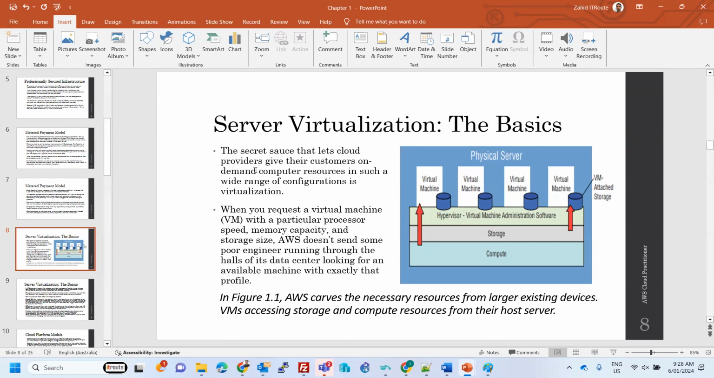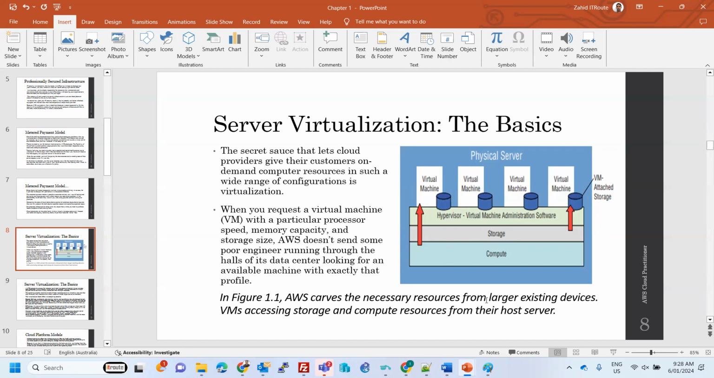The secret sauce that lets cloud providers give their customers on-demand compute resources in such a wide range of configurations is virtualization. When you request a virtual machine with a particular processor speed, memory capacity, and storage size, AWS does not send some poor engineer running through the halls of its data center looking for an available machine with exactly that profile. Here it is saying compute, storage, and then you have the hypervisor. On top of that, you have all these virtual machines, and also you can attach your hard disk over there.